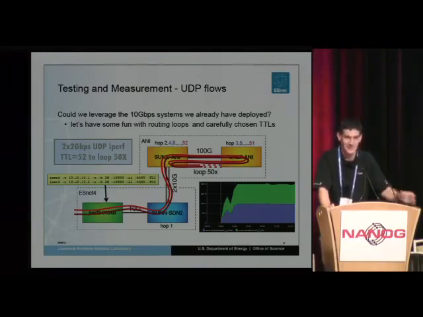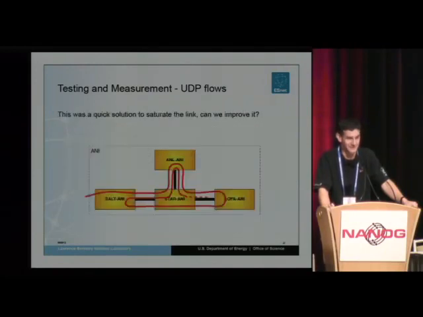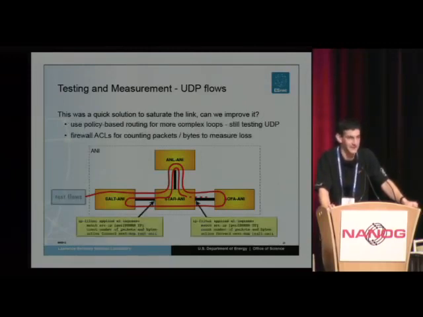So this gave us some good feedback that we're not getting any errors on the routers, the transport system still looks good. We were pretty happy with this. So that was a quick way to just saturate the link and do some sanity checks, and we were wondering, can we do something a little bit more sophisticated and actually start counting packets and making sure we're really not losing any? So we started setting up policy-based routing to do more complex loops. We're still just sending UDP traffic, but we're going onto the routers and sticking in these policy-based routing configs and firewall ACLs to start counting packets and measure loss and everything.